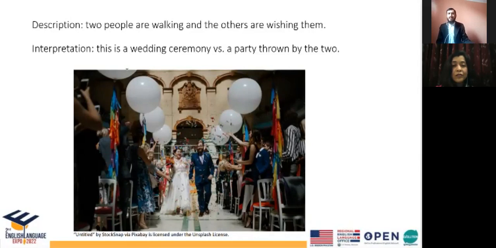Now, some people might say that this is a wedding ceremony. Others might say that this is just a party, a birthday party or something. Or some might say this is some situation happening in the US. Others might say this is happening in Italy, etc. So the point is what? Description remains the same. However, interpretation changes.